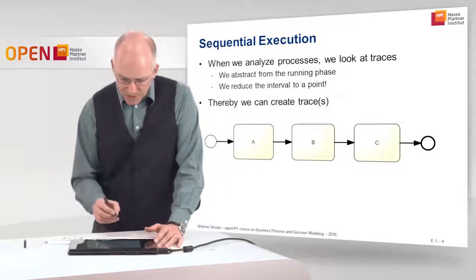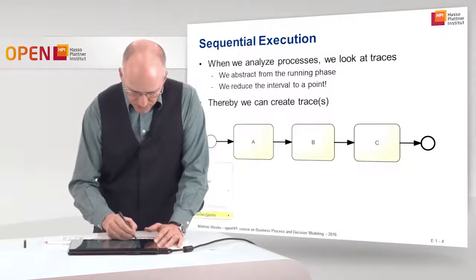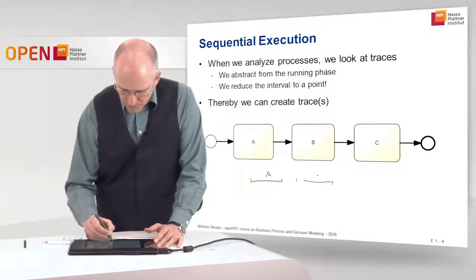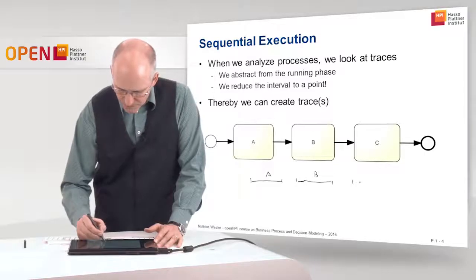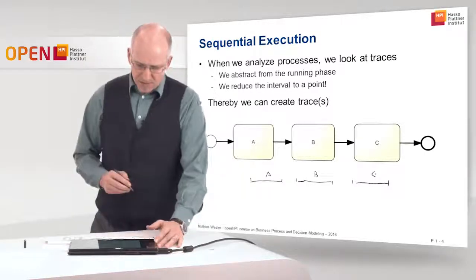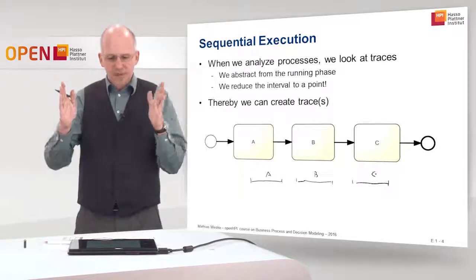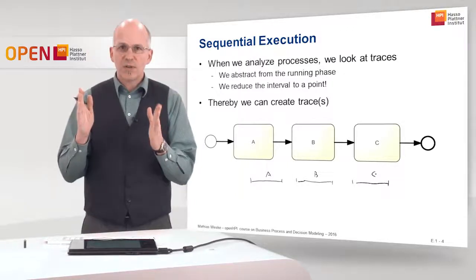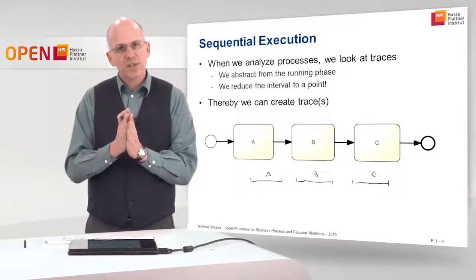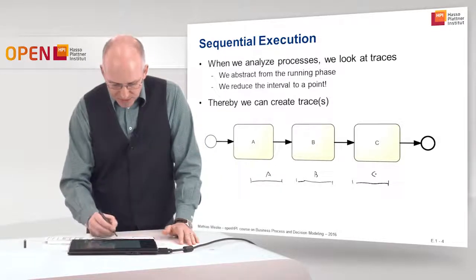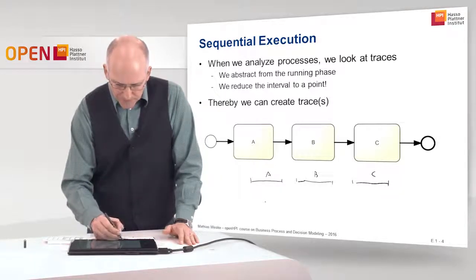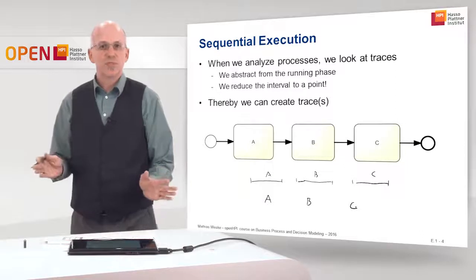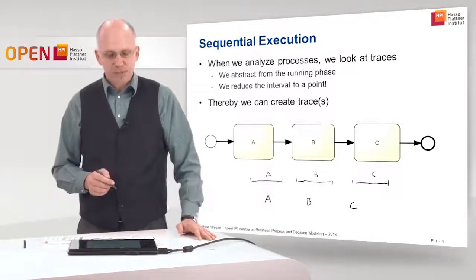Again, we have the sequential ordering, A, B, and C. And so we first have the A, then we have the B, and then we have activity C. We can now somehow shrink the running time to 0 to just abstract from the state running of the activity instance and just look at the activity itself. So in that case, it's very simple. The trace would look like first A, then B, then C. And that's the only trace that is produced by this process model.